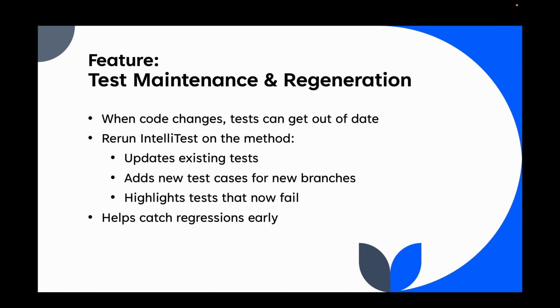The IntelliTest test maintenance and regeneration feature helps with maintenance and regeneration of our test cases. Tests are not a one-time thing. Our code can and will change, and tests can get out of date. When we refactor a method or change its behavior, we can rerun IntelliTest on that method. It will compare the new version of code with the existing generated test. Some tests still might be valid, some might need to be updated, and IntelliTest can add new test cases for new branches.